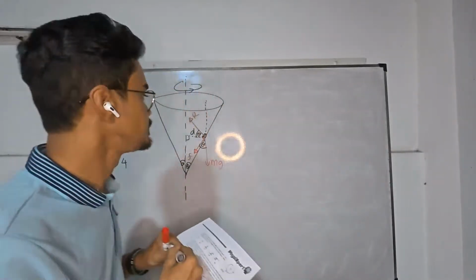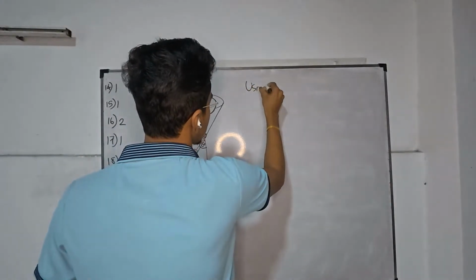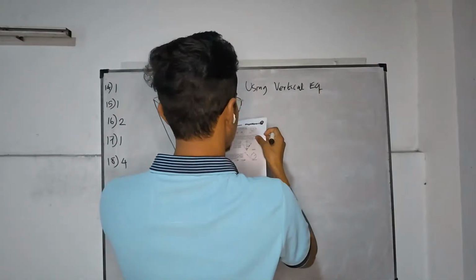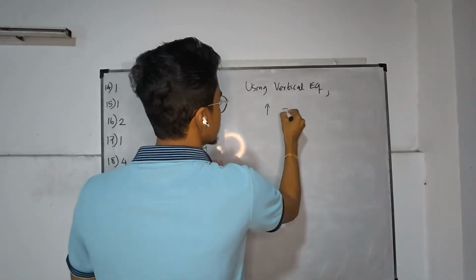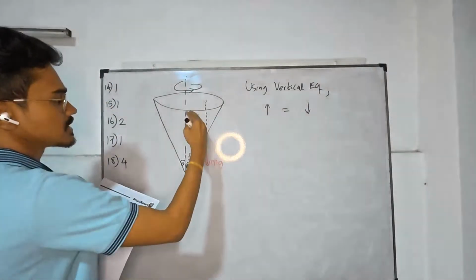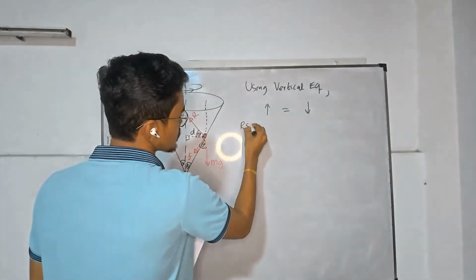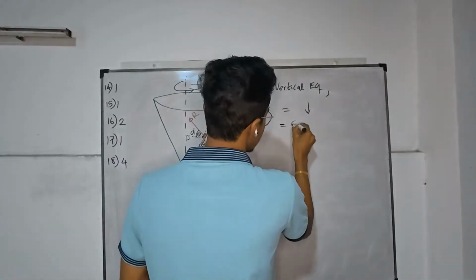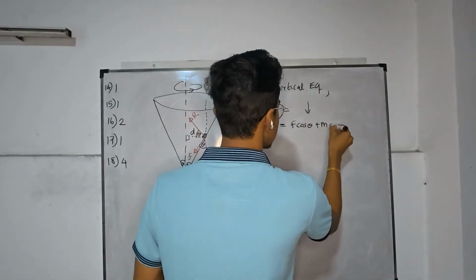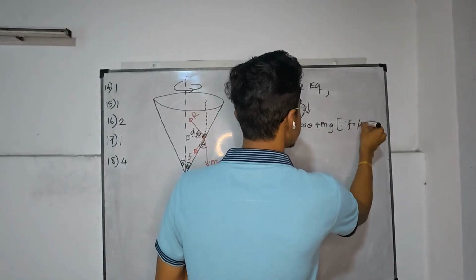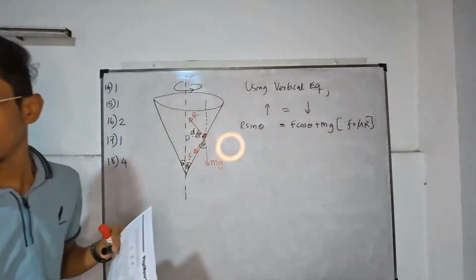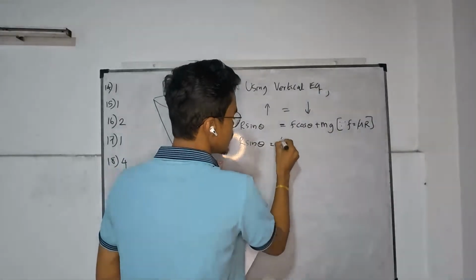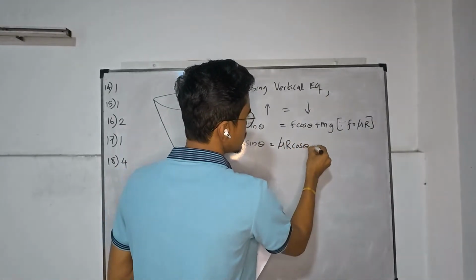First thing, vertical equilibrium. Using vertical equilibrium, vertically upward forces equal vertically downward forces. Vertically upwards I have R sine theta, only R sine theta. Vertically downwards we have two forces, F cos theta plus mg. But we know F equals mu R. Mu is given, so expand it. R sine theta equals mu R cos theta plus mg.